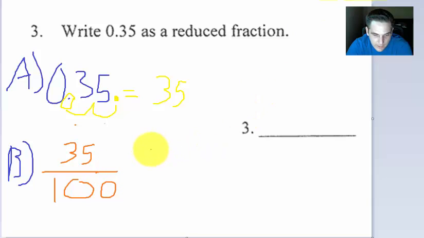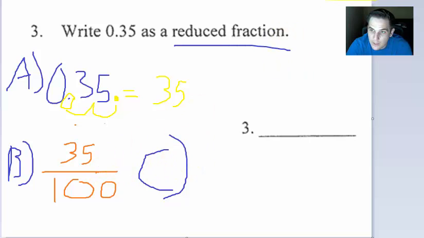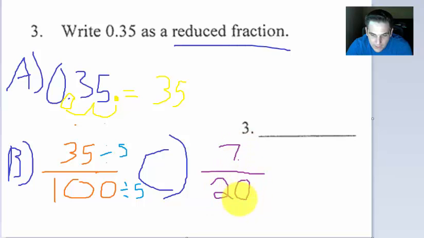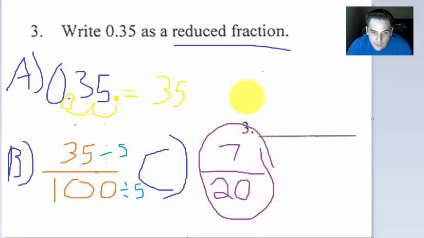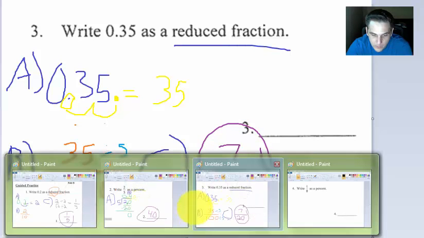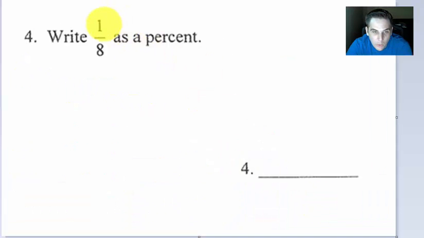And then finally, we're going to reduce it. And the reduction, the greatest common factor, is going to be 5. So 35 divided by 5 equals 7. 100 divided by 5 equals 20. And these do not have a greatest common factor, so 7 out of 20 is our final answer. Alright, last question, number 4. Write 1 over 8 as a percent.